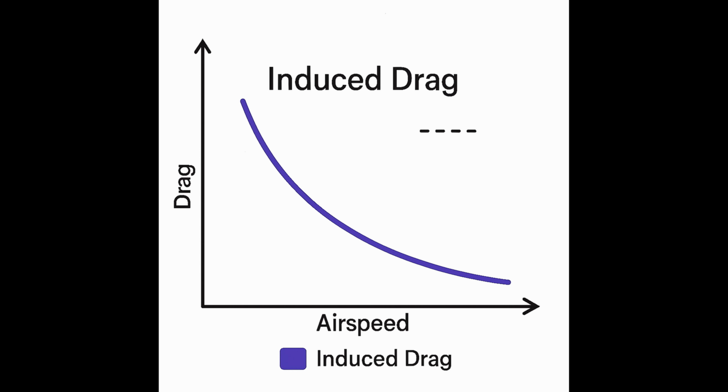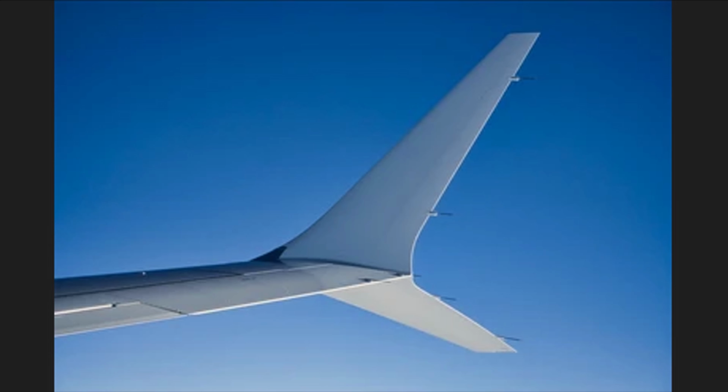Pilots minimize induced drag by flying at optimal speeds, near best glide or endurance speeds, and using high lift devices like winglets to disturb vortices and highly reduce the induced drag.